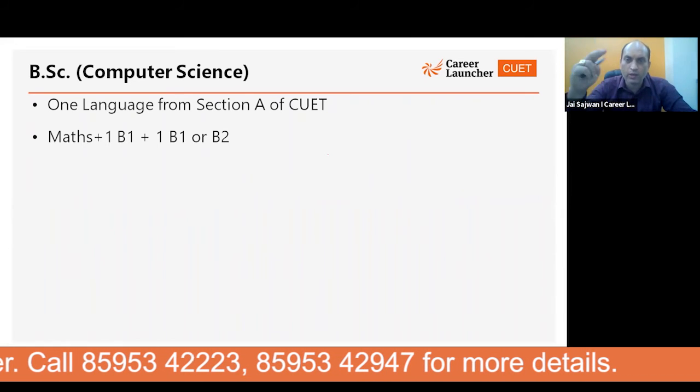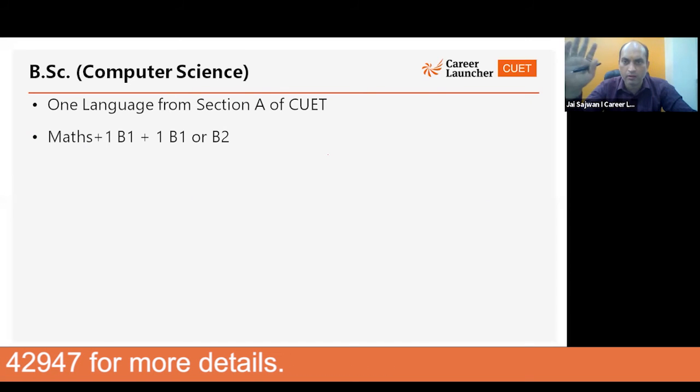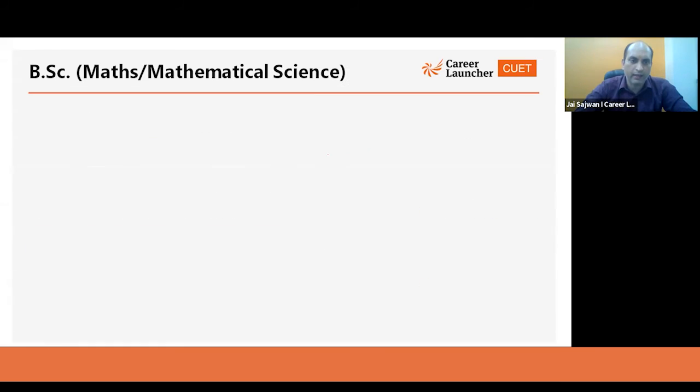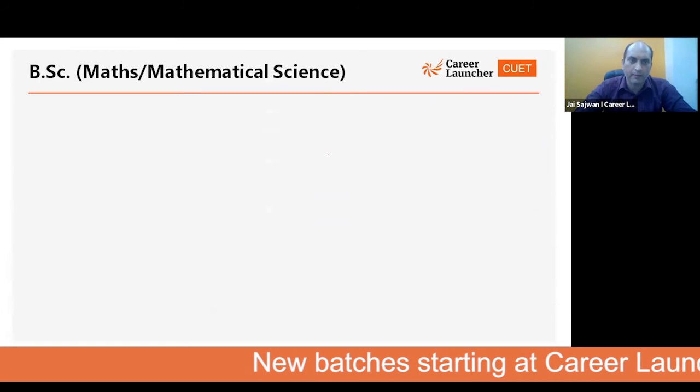And 2 subjects you can take from, at least one of them will be taken from B1, and the rest of the subject can be from B1 or B2. That is what is the criteria here. Fine. So not necessarily a computer that you can choose. Here the maths is the important criteria.